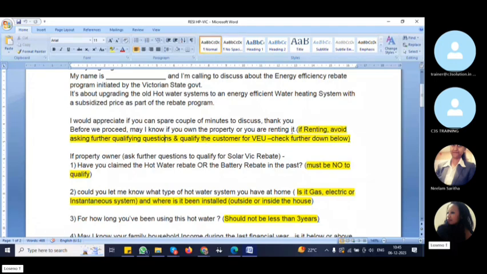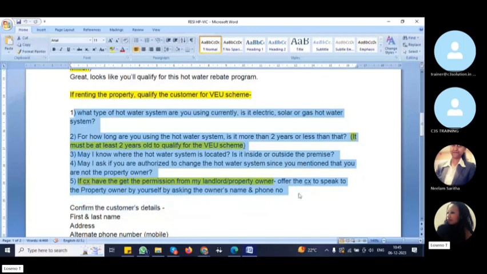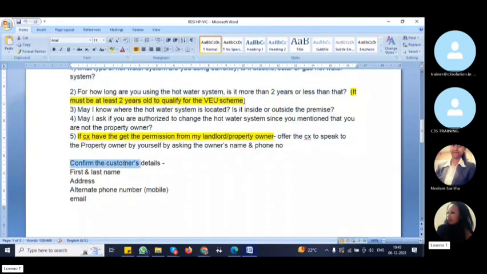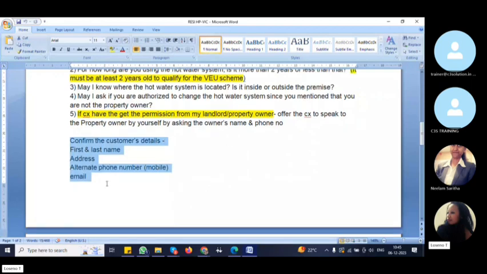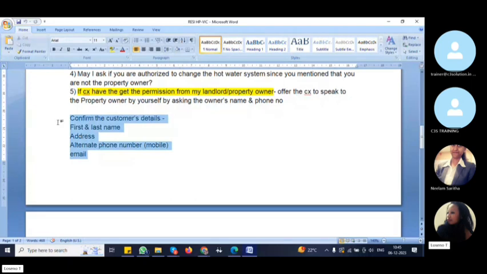It's mentioned here also. Once you ask, may I know if you own the property or you're renting it? If renting, avoid asking further qualifying questions and qualify the customer for VEU. Check further down below, these questions. And once you're done getting this information, confirm the customer details. For every single lead that you'll be generating, this is common.